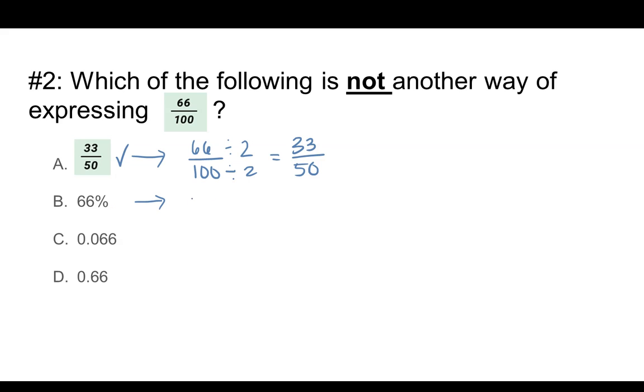66%. So let's do 66 over 100. If you divide this in your calculator, you go 66 divided by 100, you will get 0.66, okay? Which, if you look down here, that's D. So we know D works. Then if you want to turn this to a percent, remember, you're going to move the decimal point 2 places to the right. So that's going to give you 66%. So we know 66% works. 0.066, well, since we know that this decimal works right here, 0.66, I know that C is not another way of expressing 66 over 100. So your answer should be C.